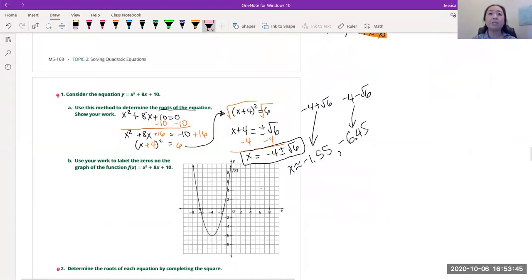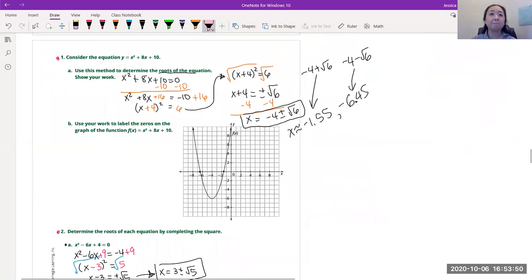All right, moving on to the next one. And we're going to look at the next page, number 1. All we did was just find the roots, just like how we've been doing, right?